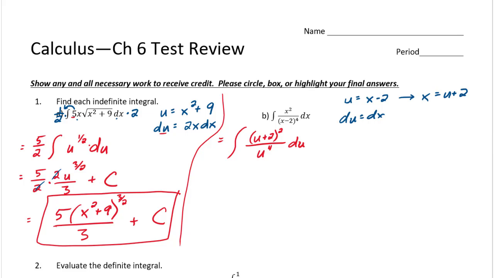Now our goal from here, what we're kind of forced to do, is expand out that power in the numerator. So if I apply that power of 2 to everything, it would be a u plus 2 times another u plus 2. So the first term would be a u squared. My middle terms would be a pair of 2 u's, which combine to give me 4u. And then plus at the end 2 times 2, which would give me a 4. And then all of that still would be over the u to the 4th.